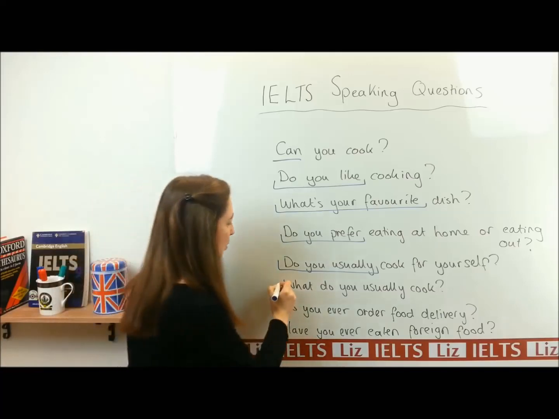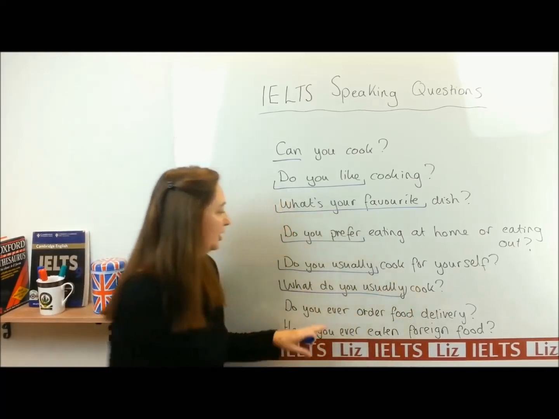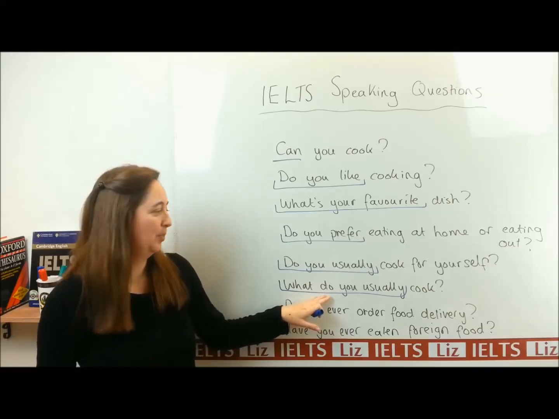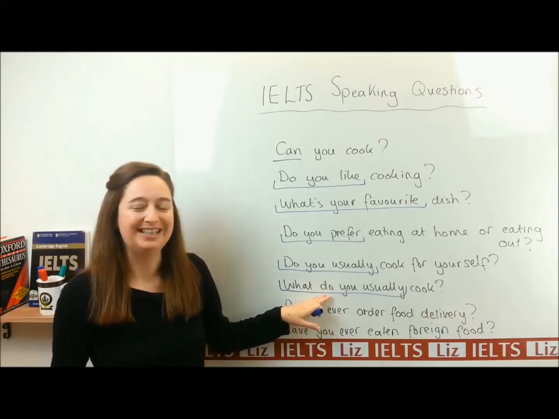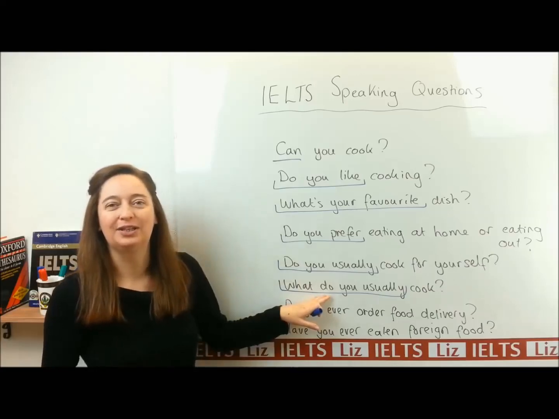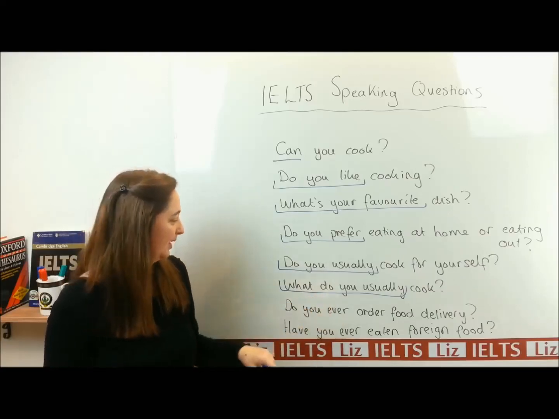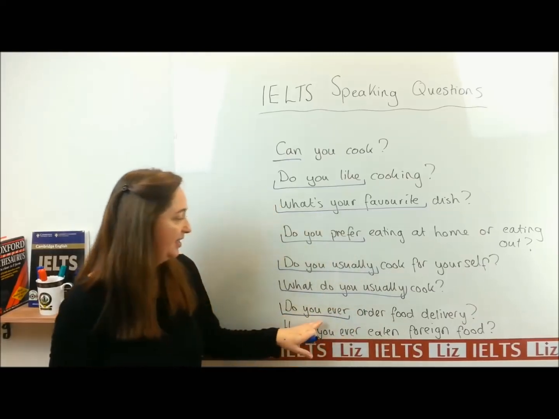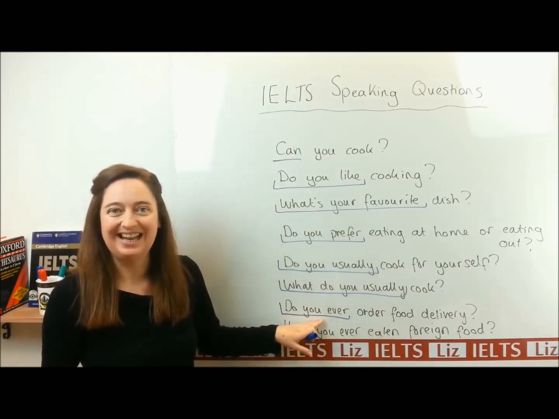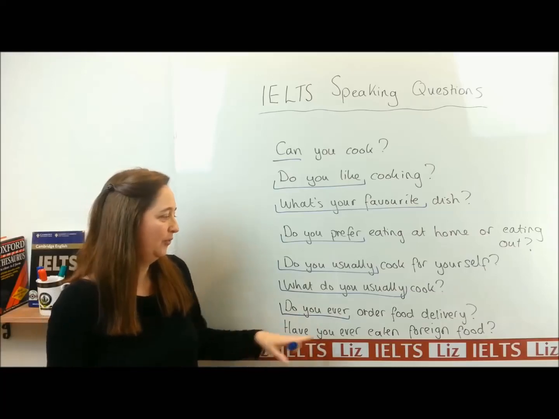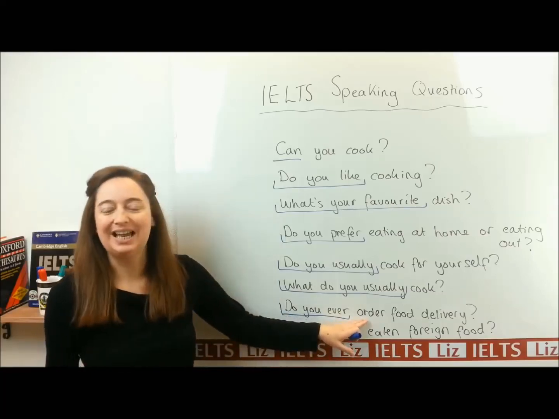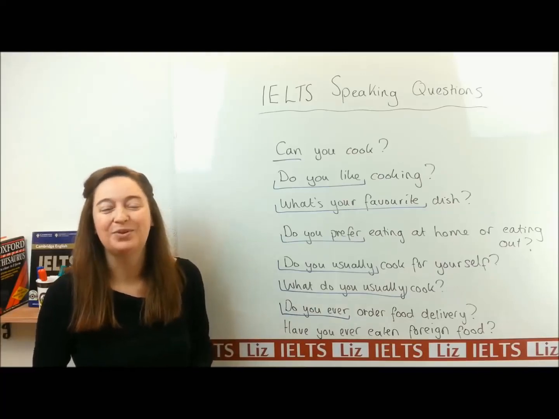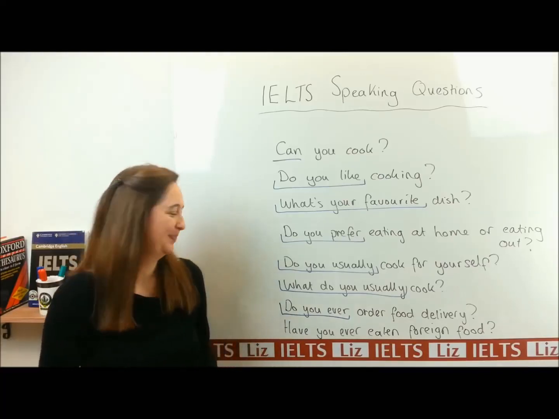The next one, what do you usually cook? This is about what dish. So for example, I often cook Chinese food, or I often cook vegetarian dishes. The next one is a do you ever? And this is in the present tense, so this is now. So do you ever order food delivery? And you need to say yes or no, and then explain why, or give some more examples.